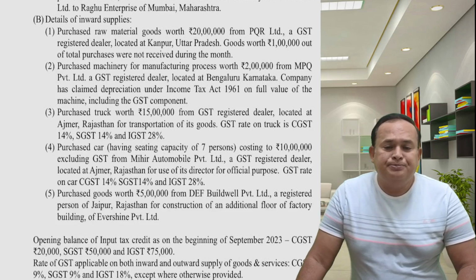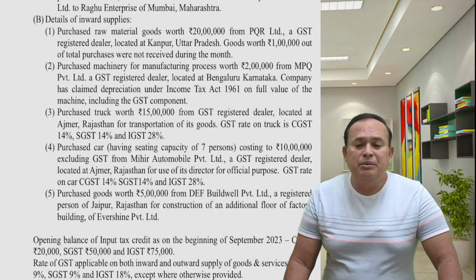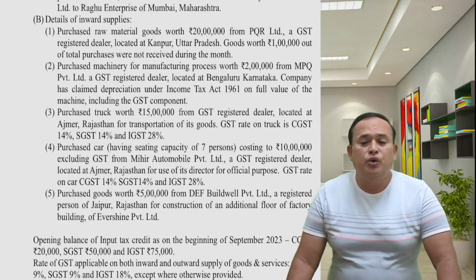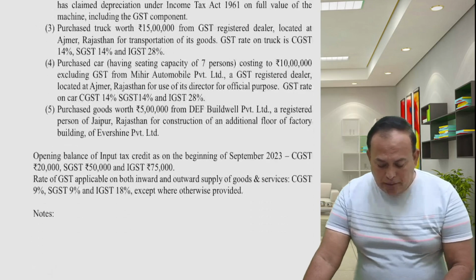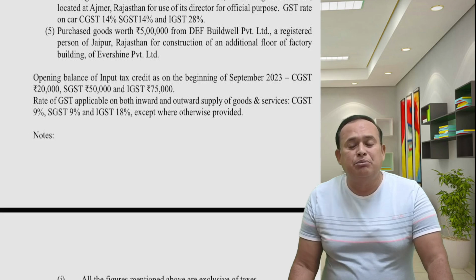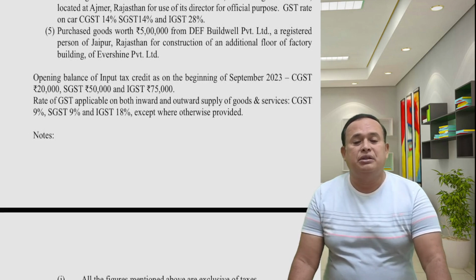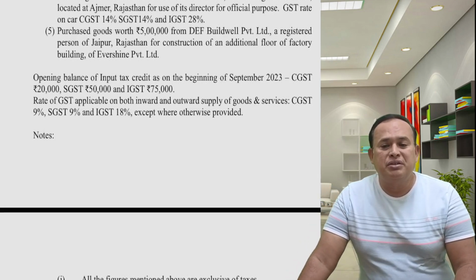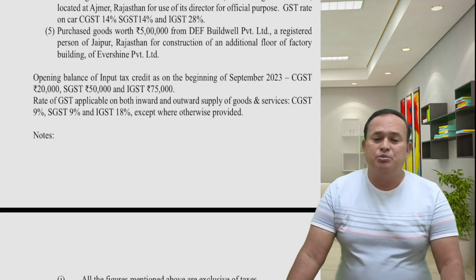Point number 5, purchase of goods worth rupees 5 lakhs from DEF Builders Private Limited, a registered person of Jaipur, Rajasthan, for construction of an additional floor of the factory building of Evershine Private Limited. Opening balance of input tax credit as on the beginning of September 2023: CGST 20,000 rupees, SGST 50,000 rupees, IGST 75,000 rupees. Rate of GST applicable on both inward and outward supply of goods and services: CGST 9%, SGST 9%, IGST 18%, except where otherwise provided.